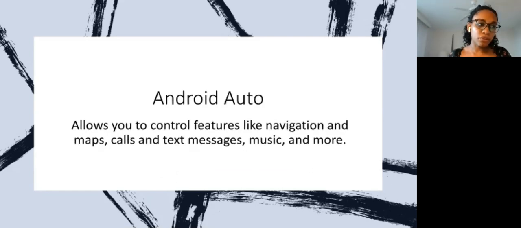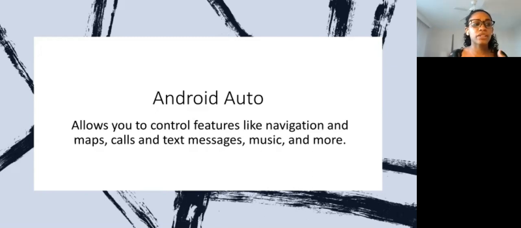With Android Auto, similarly, it allows you to control features like navigation, maps, calls and text messages, music, and a lot more. With Android Auto, there is going to be a little bit more setup. So we'll go over that in the demonstration portion in a lot more depth, but you should make sure that your car or stereo is compatible with Android Auto and also that your phone is compatible.